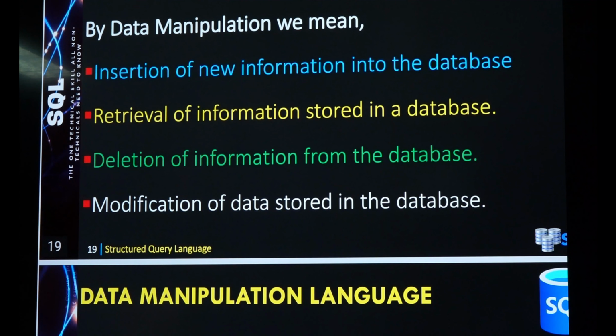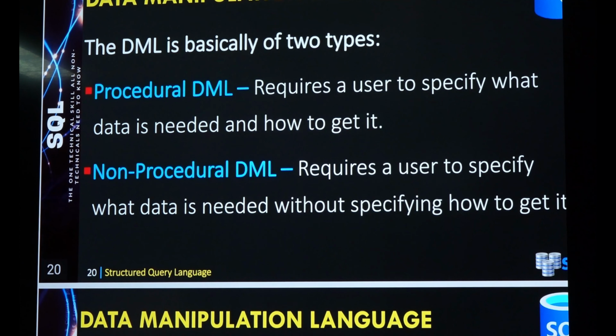Okay, now DML is basically of 2 types. Procedural DML requires a user to specify what data is needed and how to get it. The next one is non-procedural DML, which requires a user to specify what data is needed without specifying how to get it. Right?